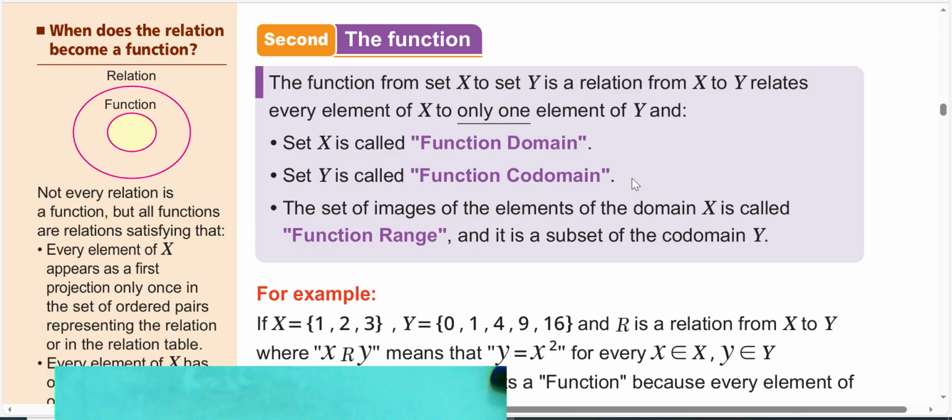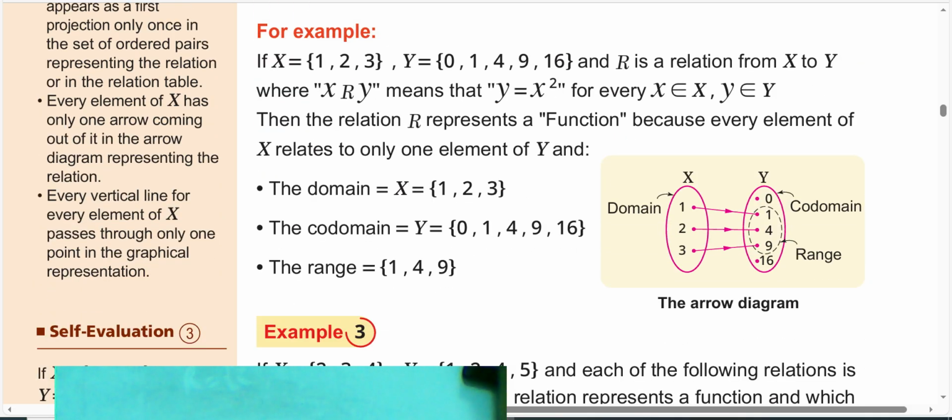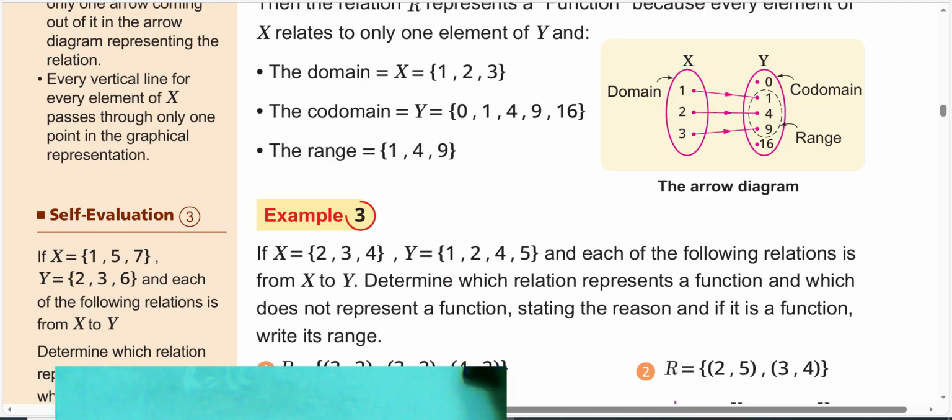The set of images of elements in the domain is called the function range, and it is a subset of the codomain y. For this example, we have x and y, and the relation between them is y equals x power 2. Domain and codomain, and the range is the image. 1 power 2 equals 1, 2 power 2 equals 4, 3 power 2 equals 9. Then the range will be 1, 4 and 9. We have domain and codomain like this, and the range is a subset of codomain y.